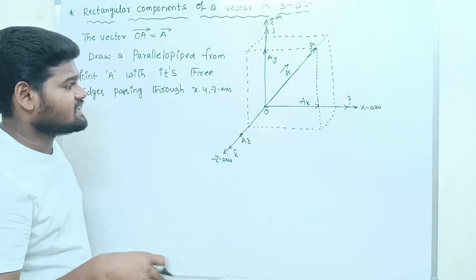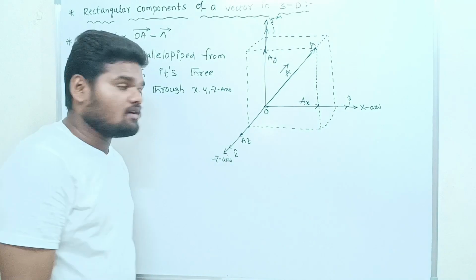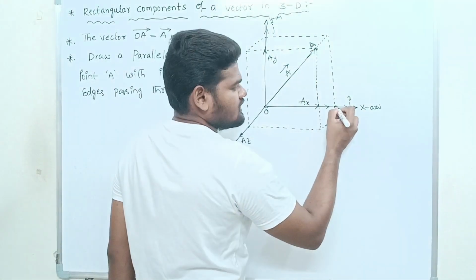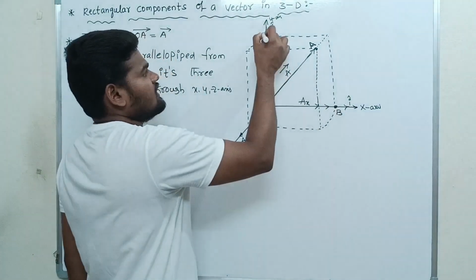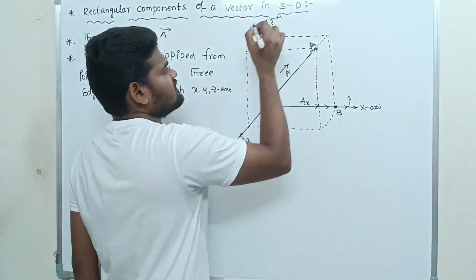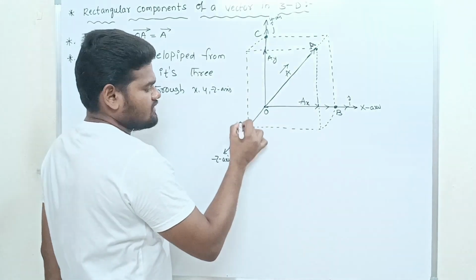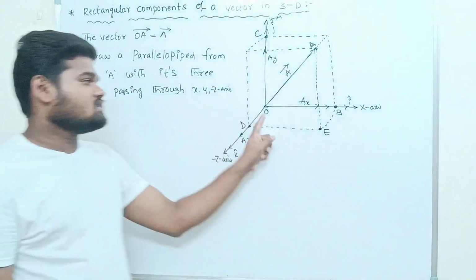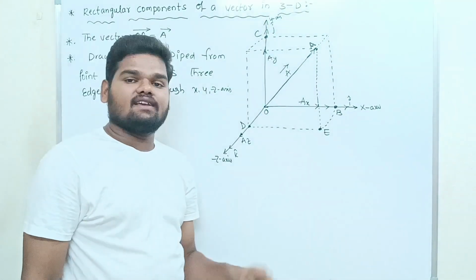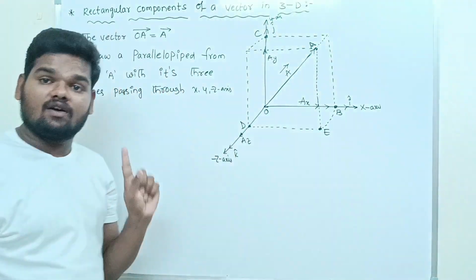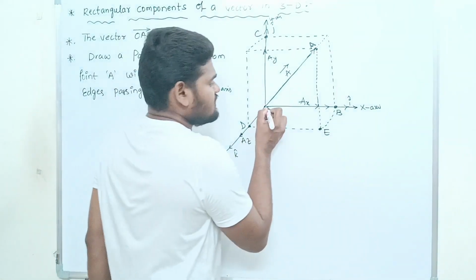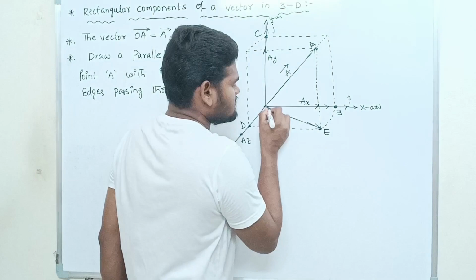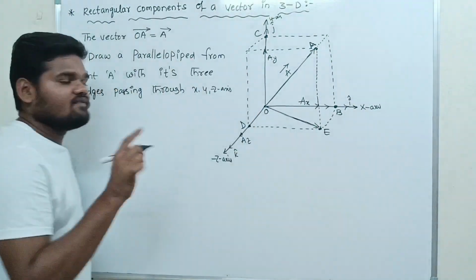Okay, have a look. I'm going to give names for this parallelepiped. This is O. This is point A. This is point B. This is point C. This is point D. And this is point E. So OABCDE is the name of the parallelepiped. Are you getting any doubts? Right. So I'm taking one more vector, that is OE.